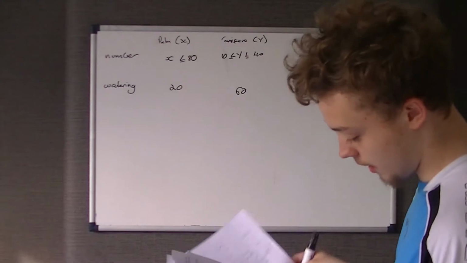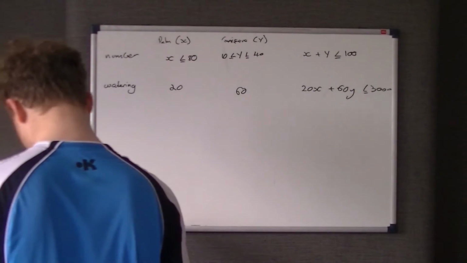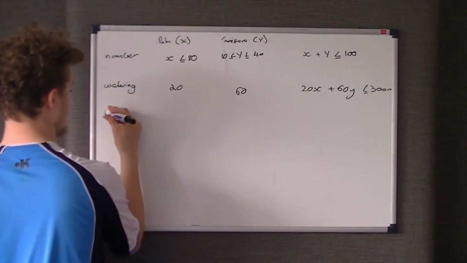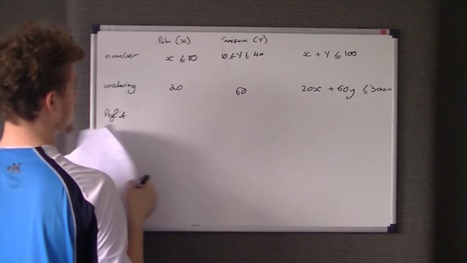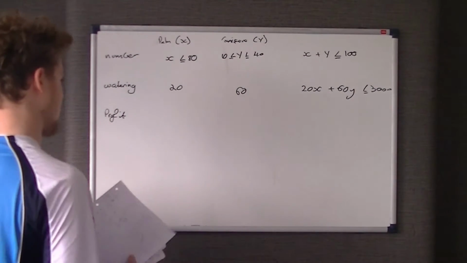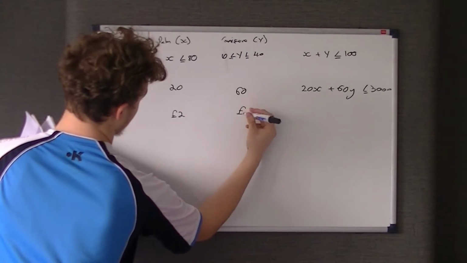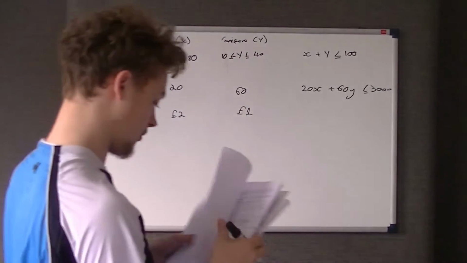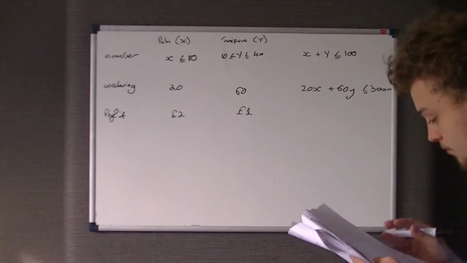We're also told that Gary makes a profit of £2 on each palm tree, so the next row is about profit, the profit received on each tree. £2 on each palm tree and £1 on each conifer, so you simply just put £2 in that one and £1 in the conifer. So it all looks quite simple so far.